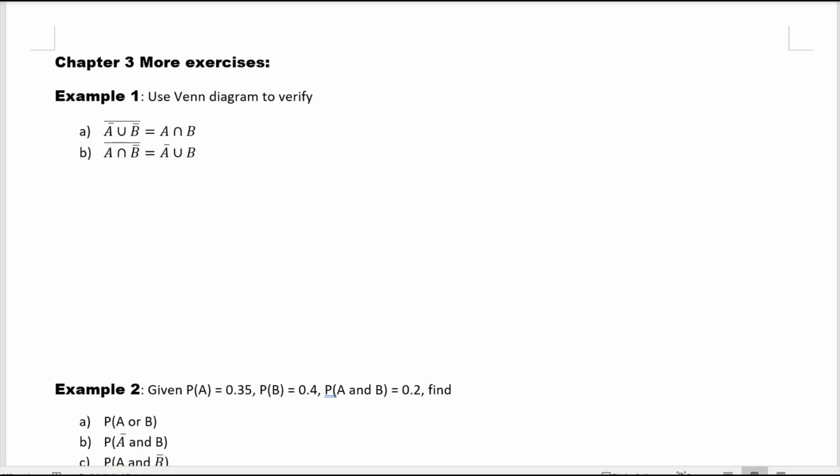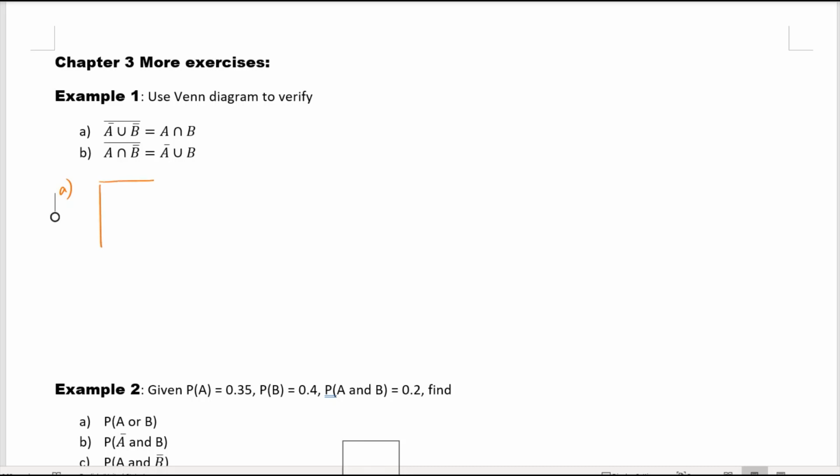Hi everyone! Today let's work on more exercises in chapter 3. Let's look at example 1. Use Venn diagrams to verify the following. First, part A: the complement of A complement union B complement equals A intersect B. So let's see.